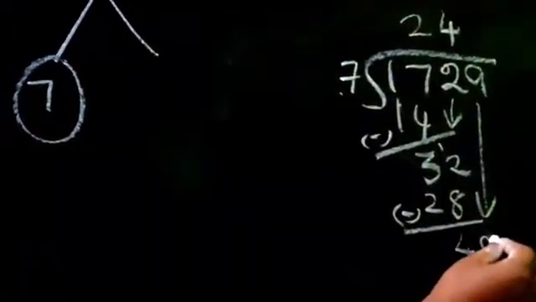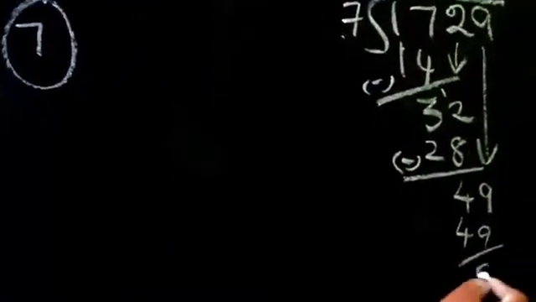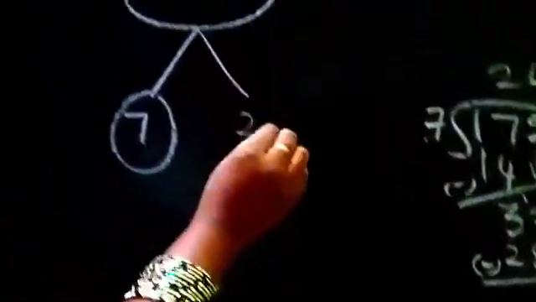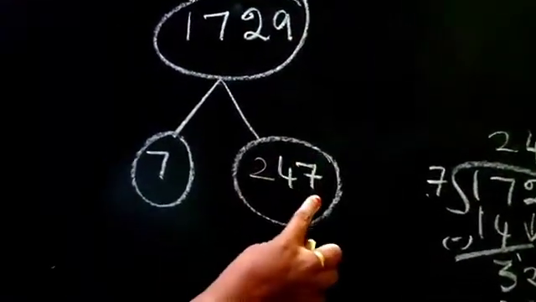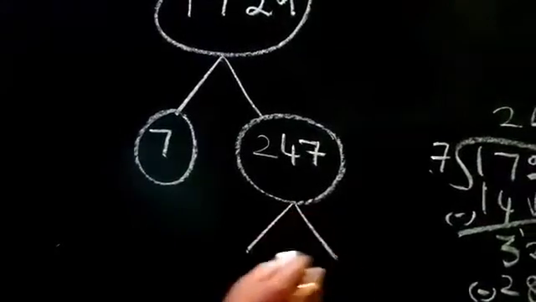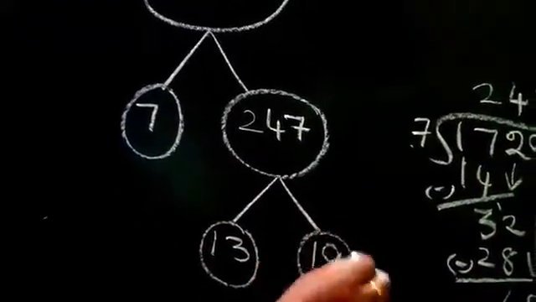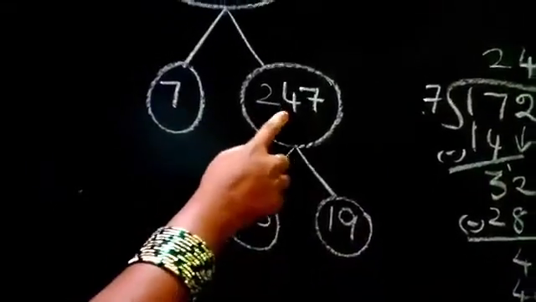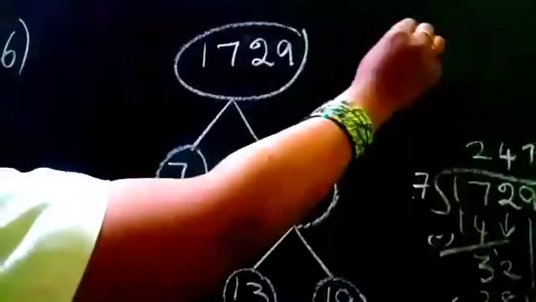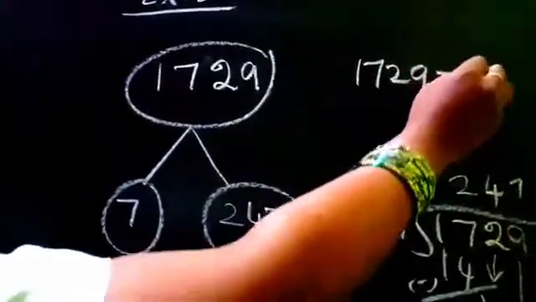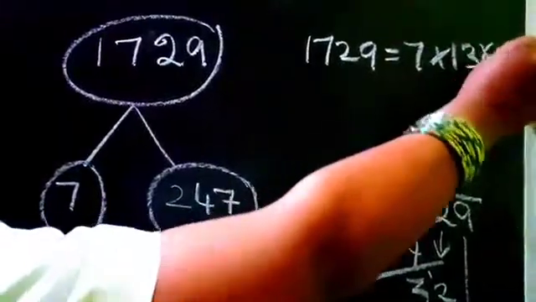We have to bring 9 down. Now 7 sevens are 49. So we'll get now 247. This 247 comes in the 13th table 19 times. 19 into 13 will get 247. So this number can be written as 7 into 13 into 19.